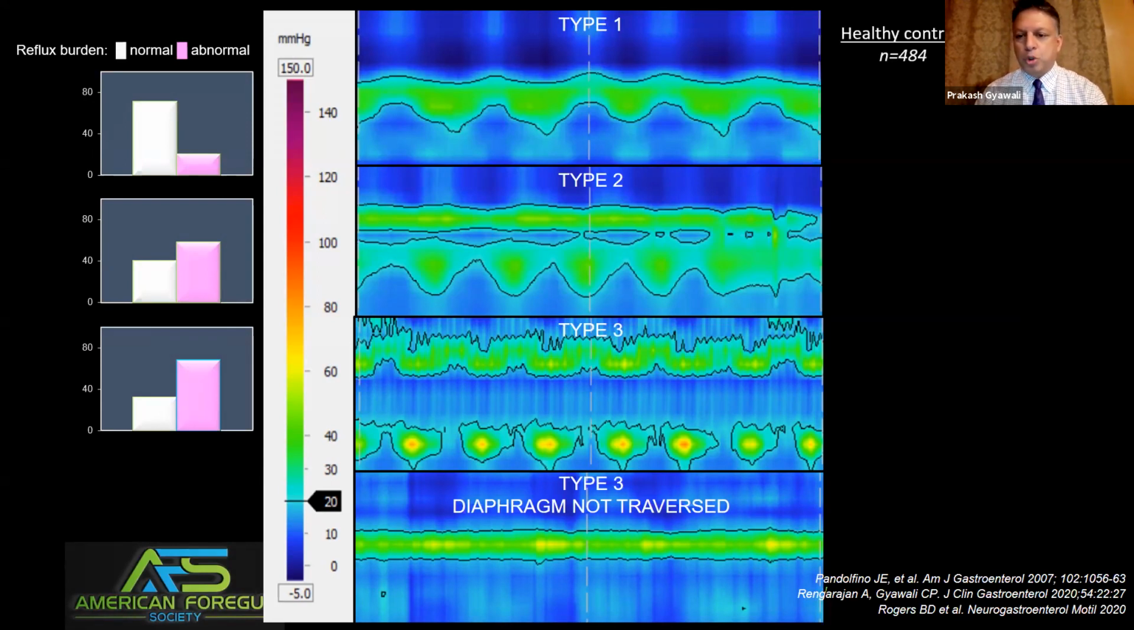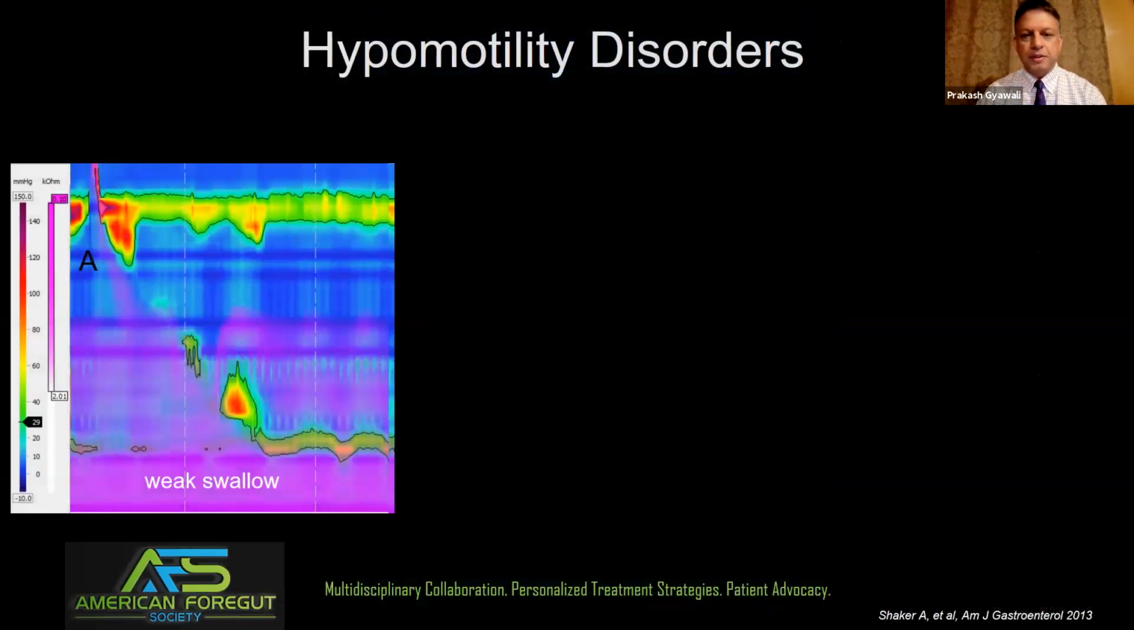And if you look at the proportion of patients between healthy controls and GERD patients of these 3 subtypes, you can see that healthy controls rarely have a hiatus hernia, whereas GERD patients, you can have about a third with a hiatus hernia. Hiatus hernias are part of the pathophysiology of reflux disease.